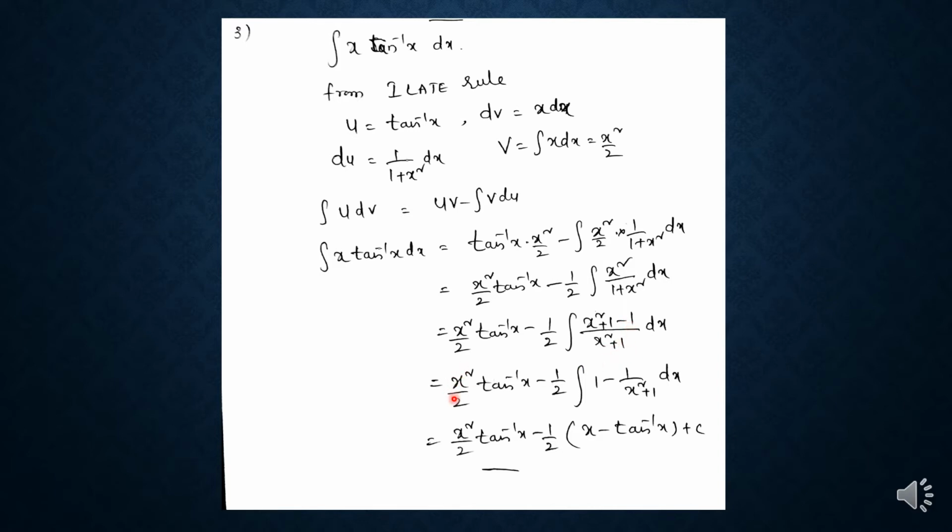So this can be written as x square by 2 tan inverse x minus 1 by 2 into integral of x square plus 1 by x square plus 1, that is 1, minus 1 by x square plus 1 dx. Now integrating the functions, what will we get? x square by 2 tan inverse x minus 1 by 2 into integral 1 dx is x, minus integral 1 by x square plus 1 dx is tan inverse x, plus c. So this is the solution.